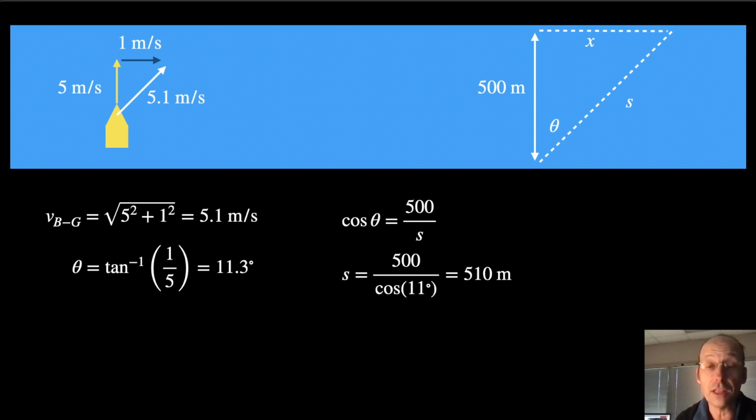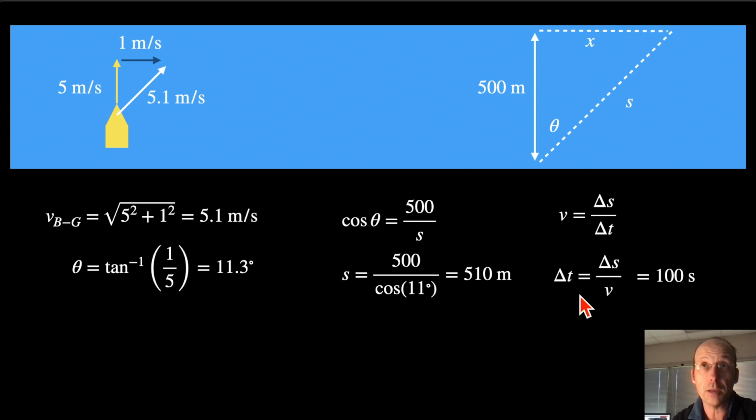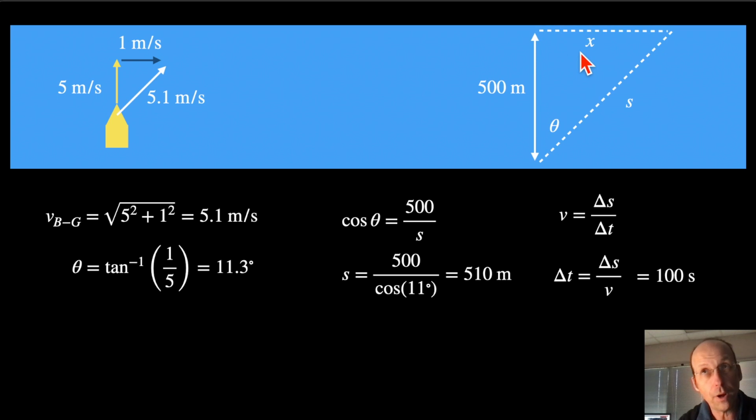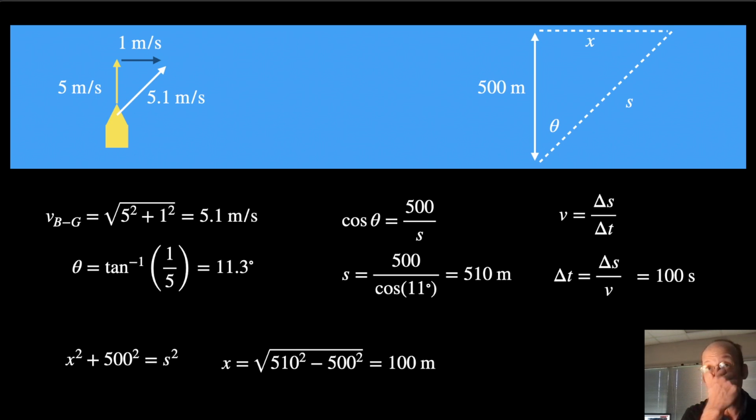Now I can write the velocity as the change in position over change in time, delta s over delta t, and I want to go this whole distance of s, and I want to solve for delta t. So just solving this equation for delta t, I get that, and then putting in my values, I get 100 seconds. Yay, awesome. Now, how far down did it go? I already know this distance s. If I want to find x, there are multiple ways I could do that. I could use the Pythagorean theorem, though, and say x squared plus 500 squared is s squared, and then solve for x, and I get 100 meters.